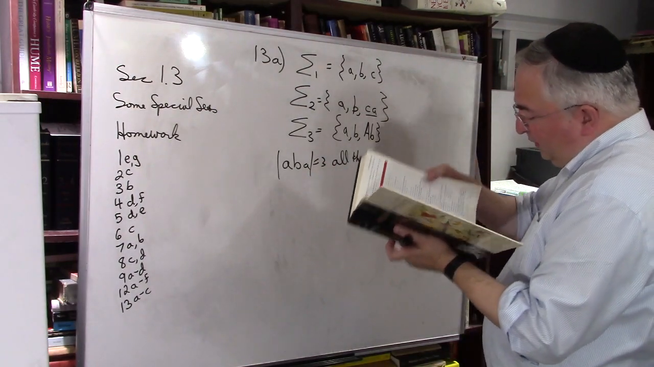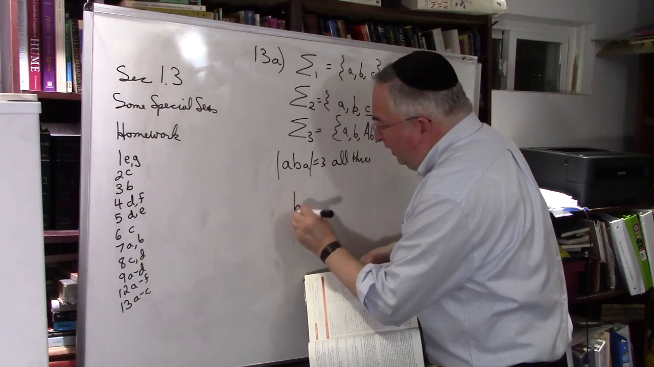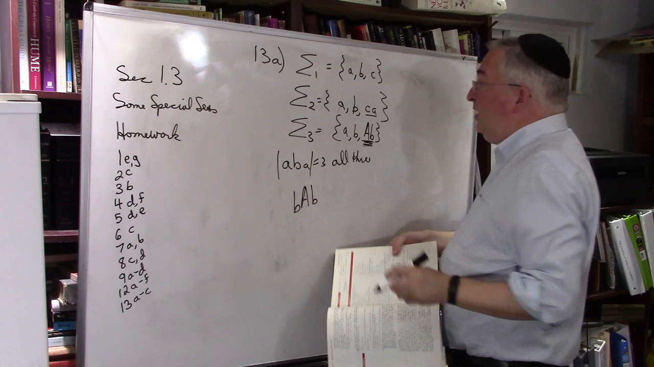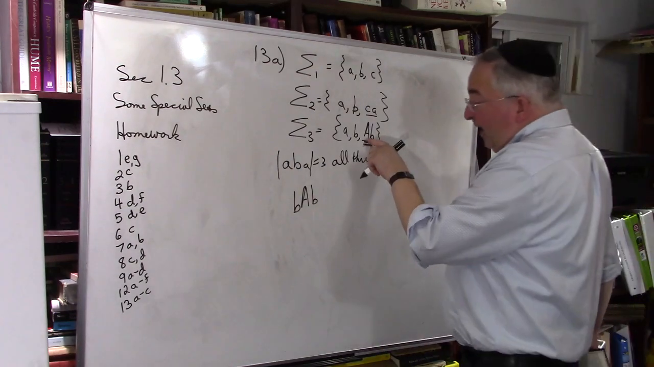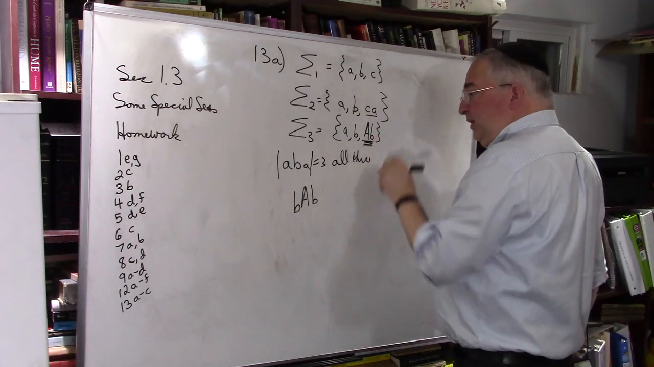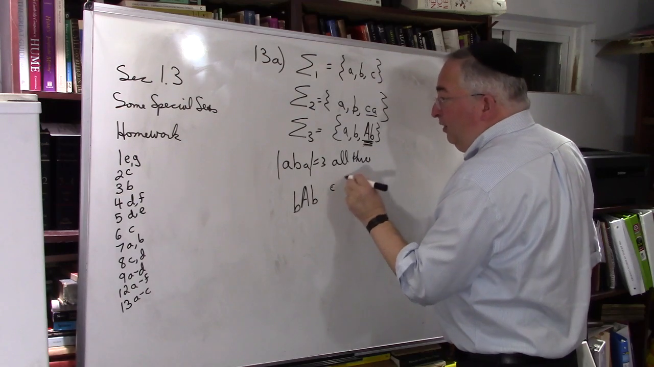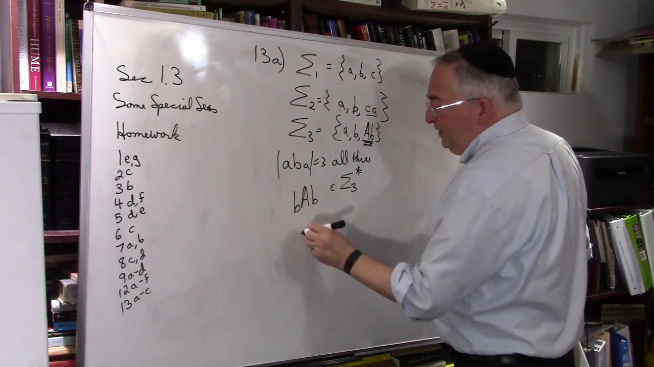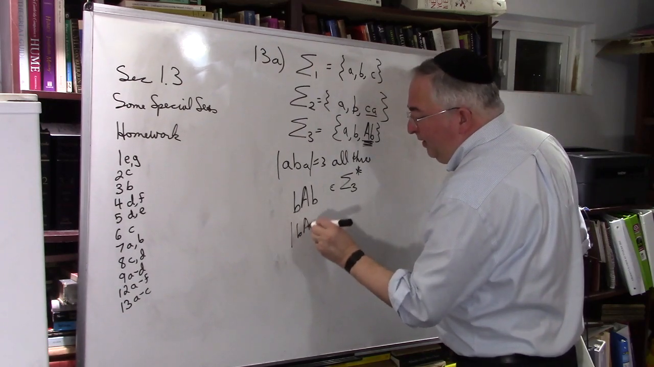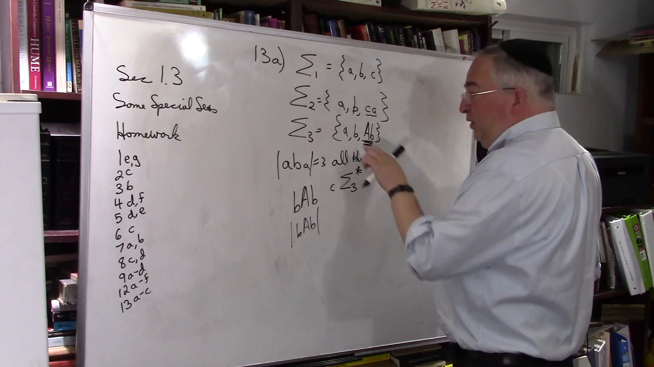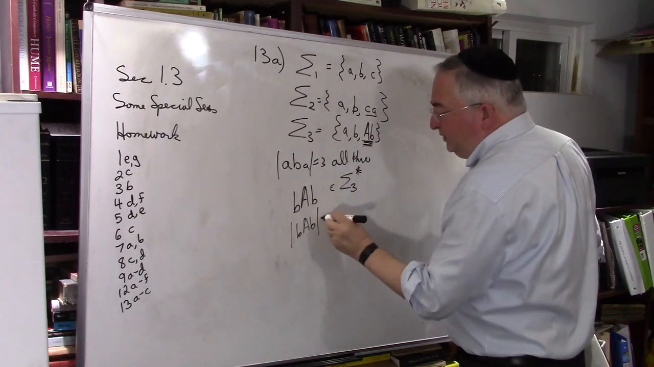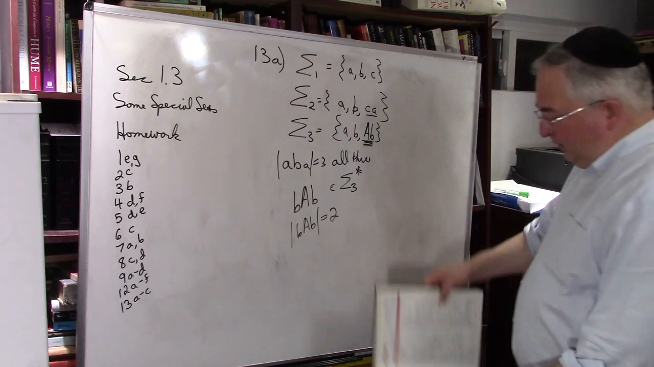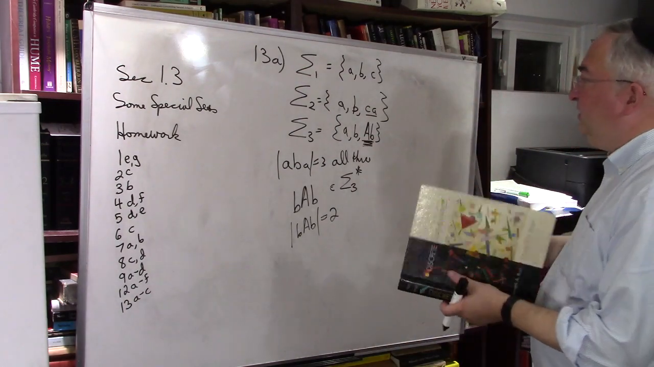Now, this one. Ready? B, capital A, B. Again, that's one symbol. The only thing here that has that capital A, B is this one. So this is a member of sigma 3 star. And the length of B, A, B is equal to 2. One symbol, two symbols.